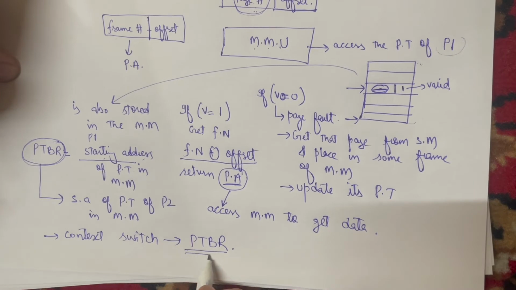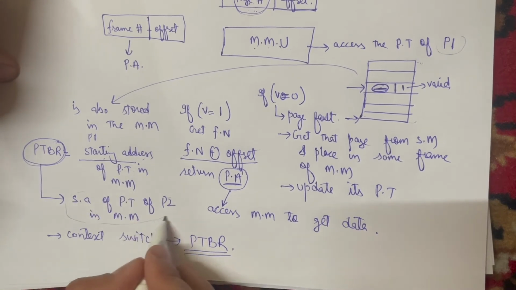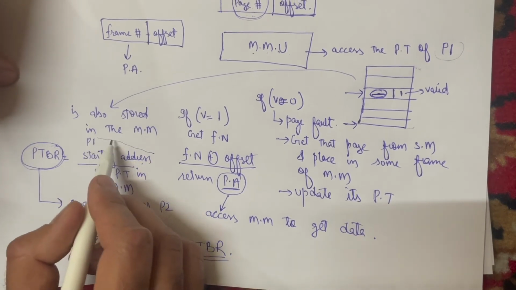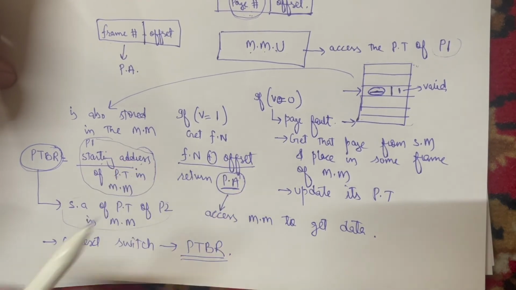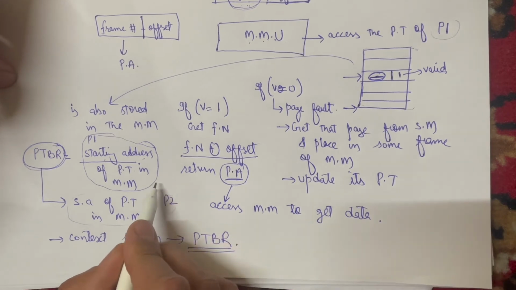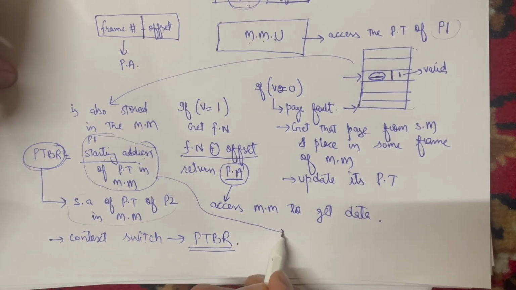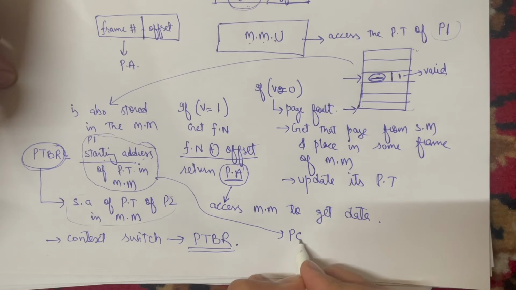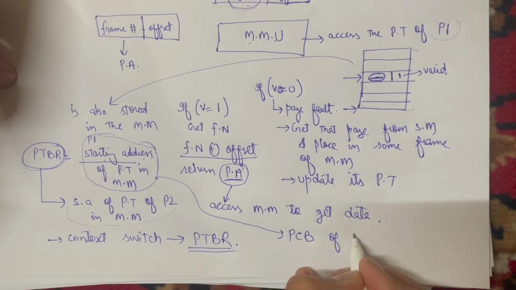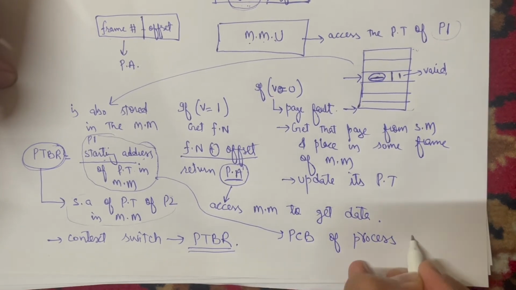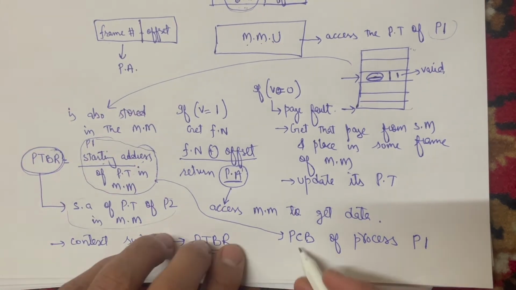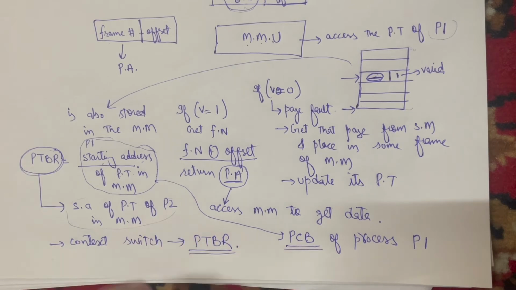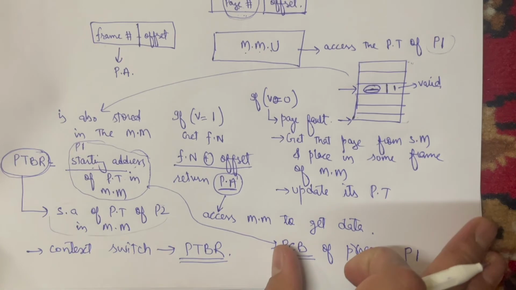And if we are updating the page table base register, where are we storing this particular address which we are updating? Because we have to store it somewhere, we store this address into the process control block of process P1, so that if the same thing is required again, we can easily get it from the process control block of a process. Okay, so this is how our paging works.